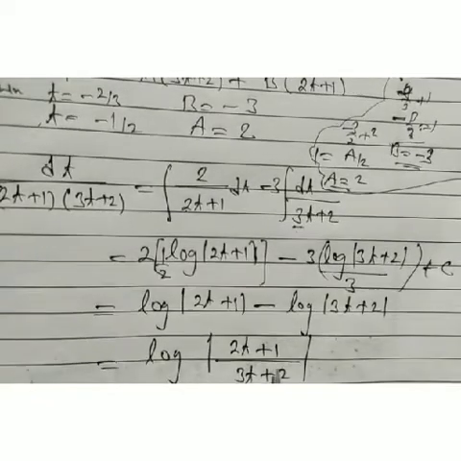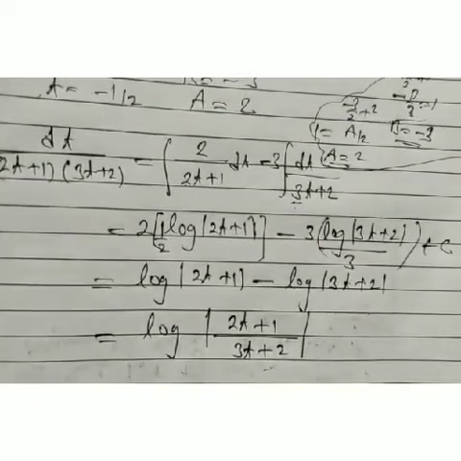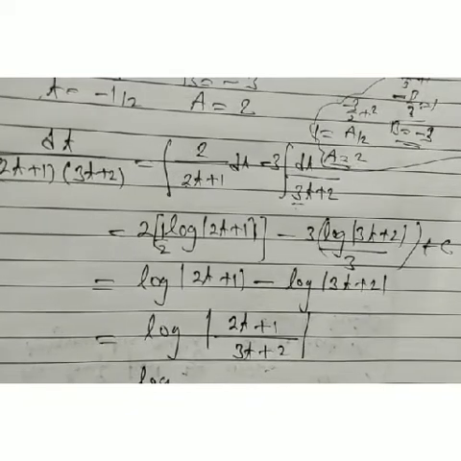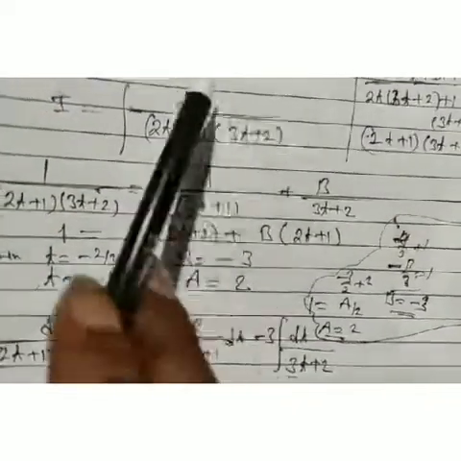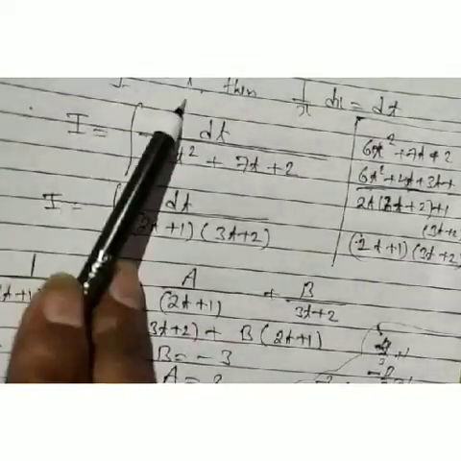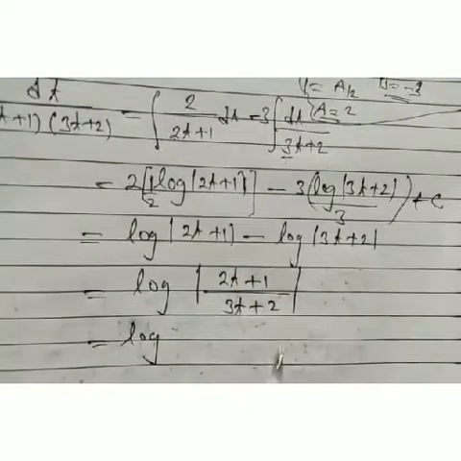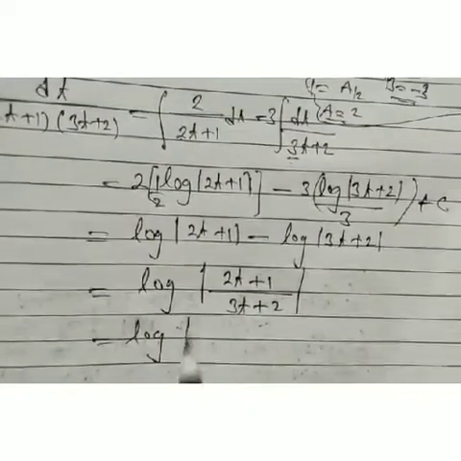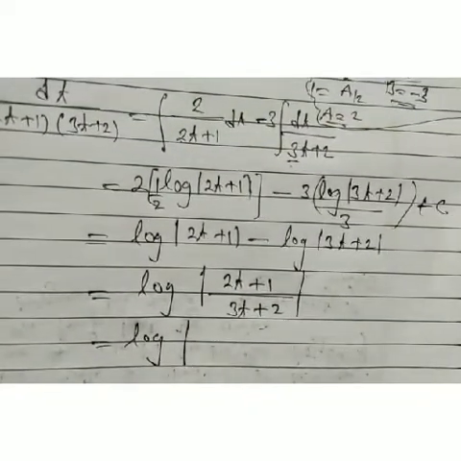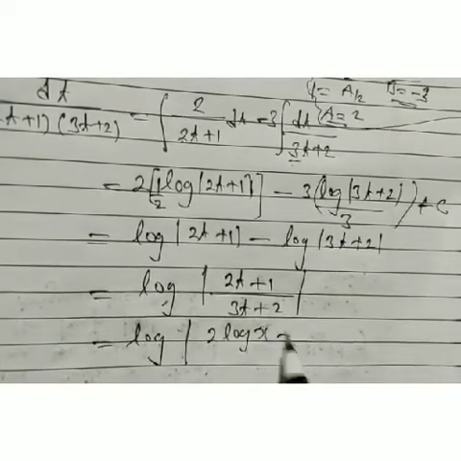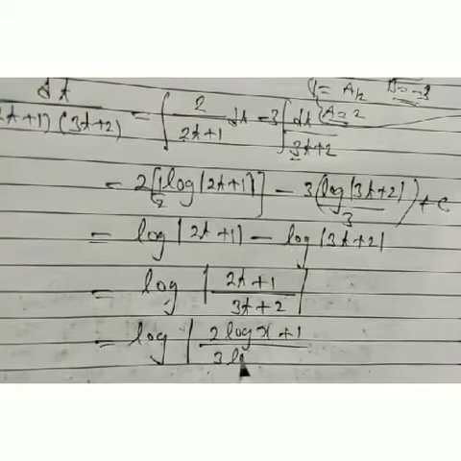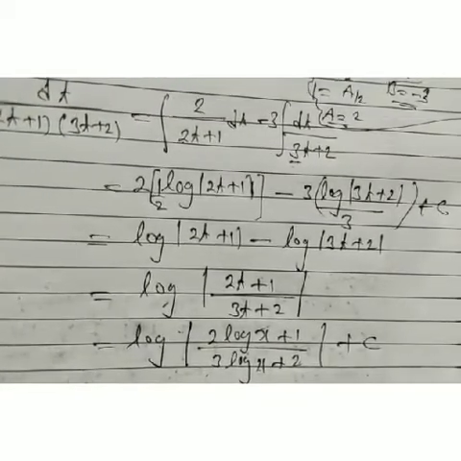Now we get our answer, but it's in the form of t. Then we have to change our t. We had taken log x equal to t, so we have to convert our t back in the form of x. Then what is our final result? It's log absolute of 2 log x plus 1 upon 3 log x plus 2, plus c. This is our required result.